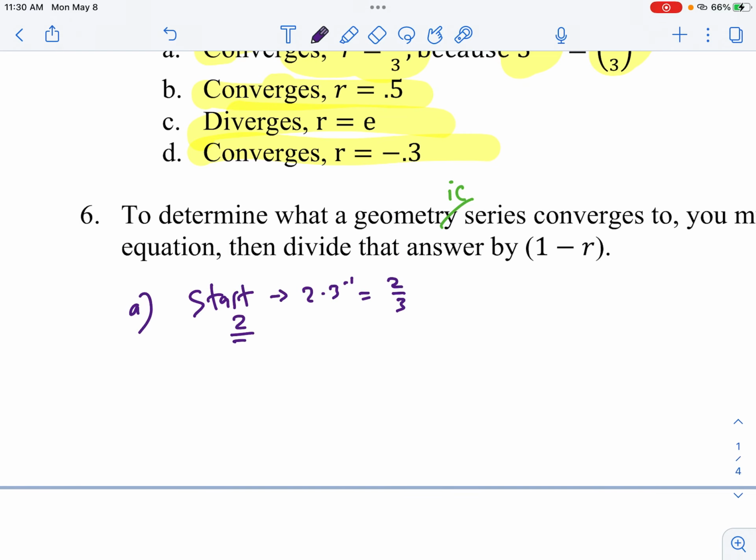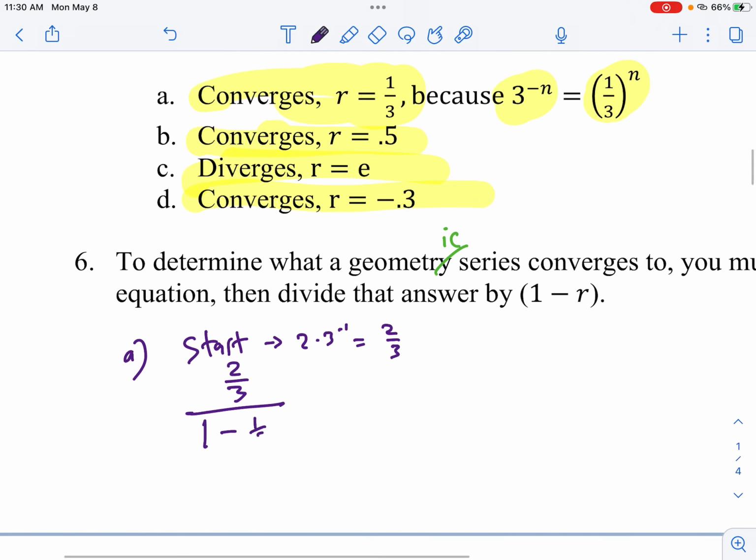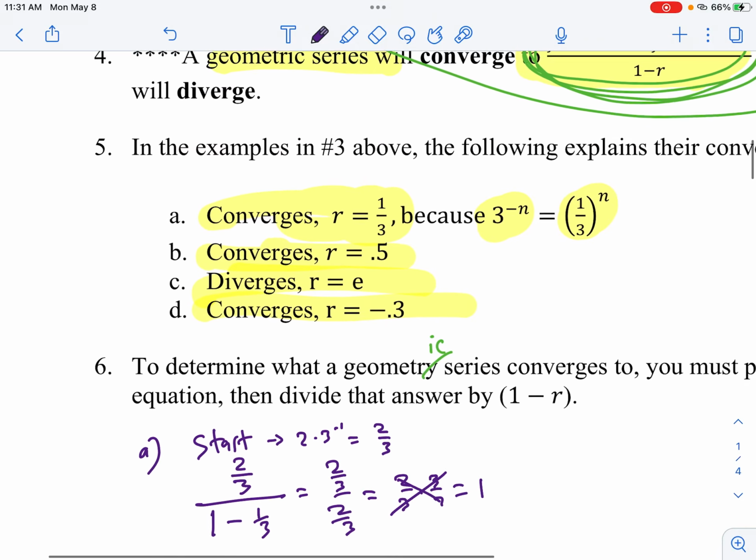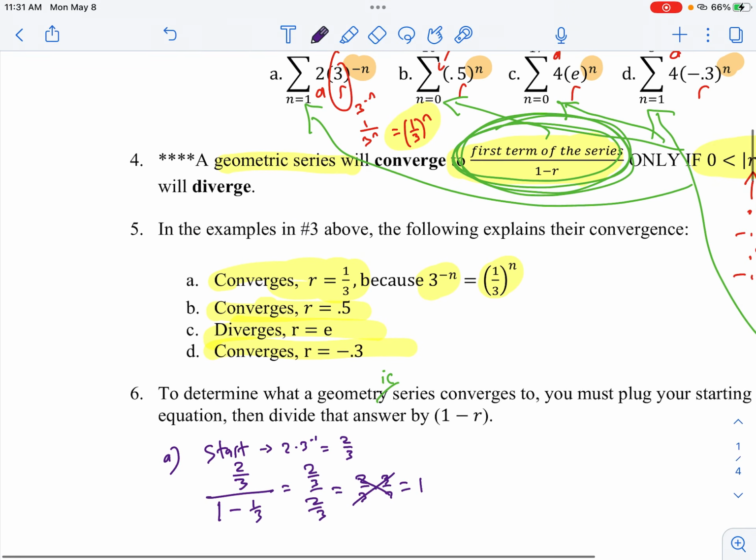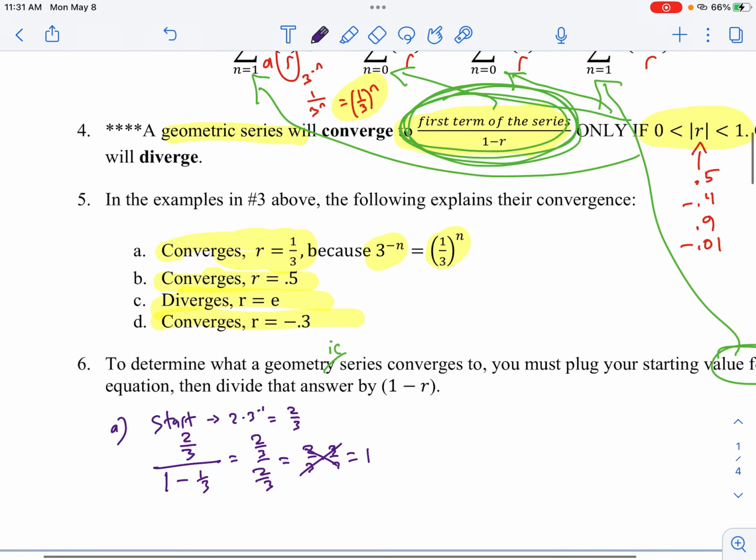So then we're going to go our starting value divided by 1 minus our r. And we said that's 1/3 in this particular problem. So 2/3 divided by 2/3 is 2/3 times 3/2. All cancels out. We converge to 1. So letter A, if you kept adding up all your answers, your series, you would find out all those answers go to 1.